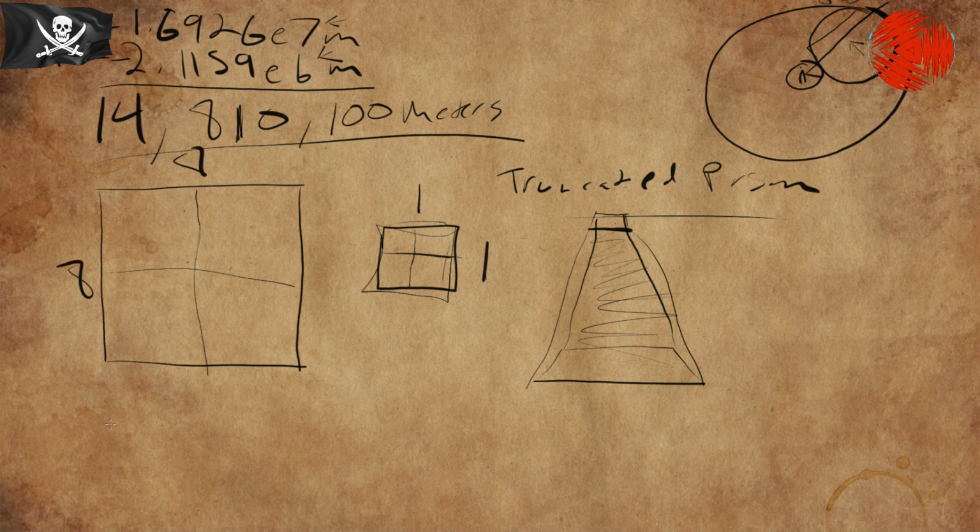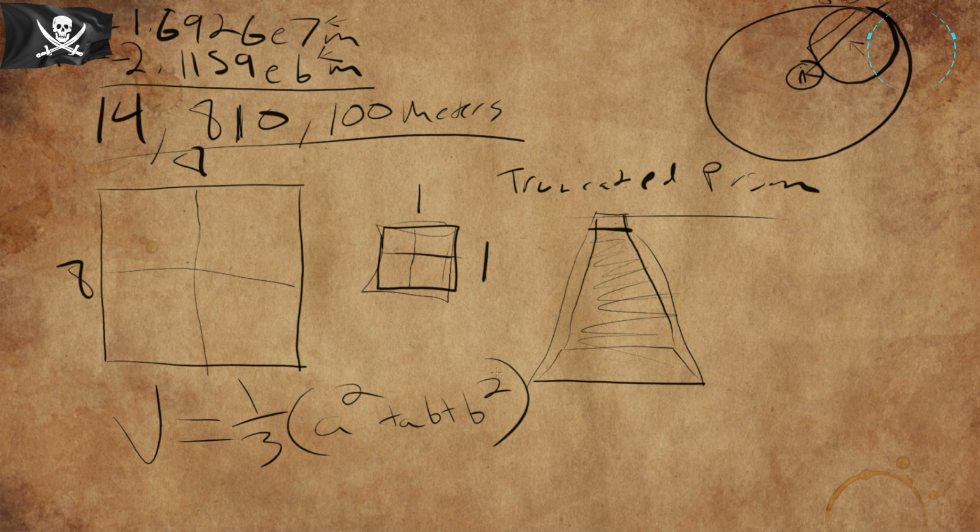The volume of a truncated prism has its own formula: 1/3 times (a squared plus a times b plus b squared), times height. This is b. This is a. All right? And this here is our height. Okay? So we have all our numbers. We're going to plug them in.